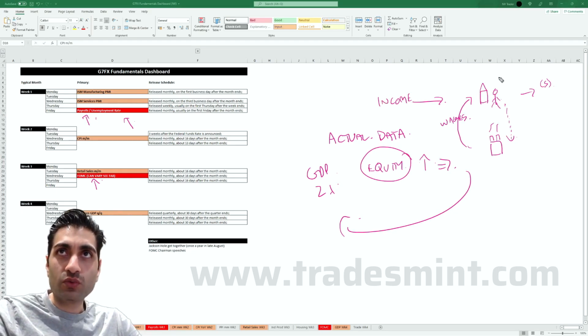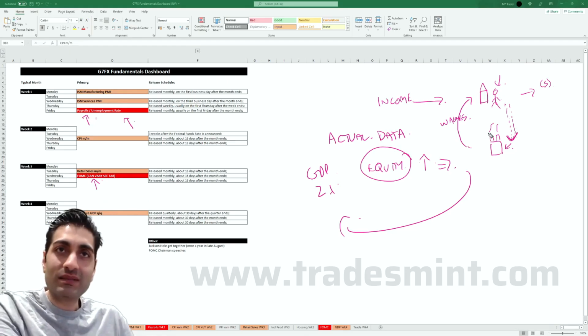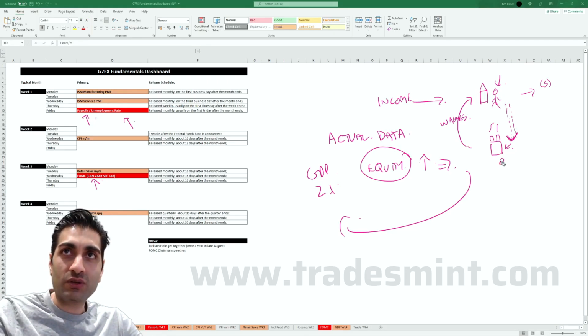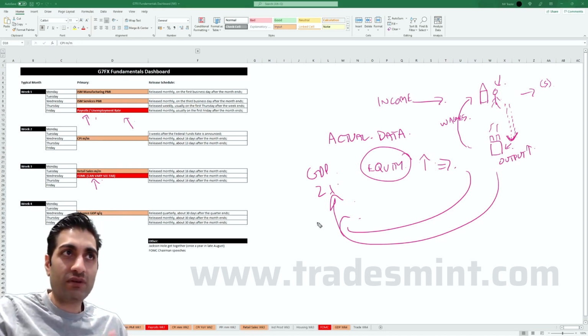What are they going to do with the income? They're going to spend it. Not all of it, but they're going to spend more. Disposable income goes up. Where are they going to spend it? They're going to buy more goods. Can you see that? So what's going to happen when they buy more goods? More stuff is going to get made to meet that demand. What happens when output goes up? GDP goes up.